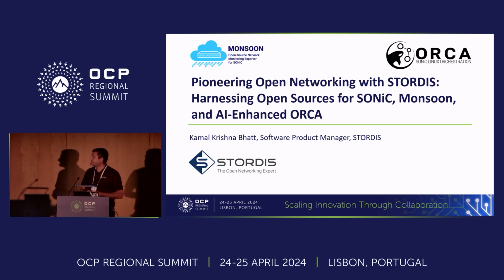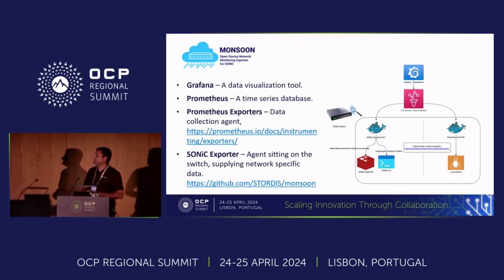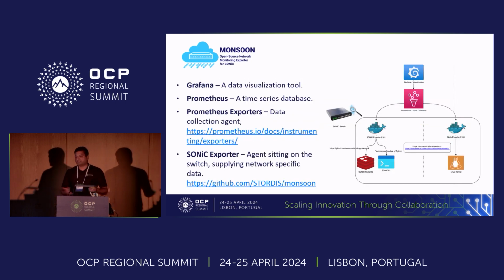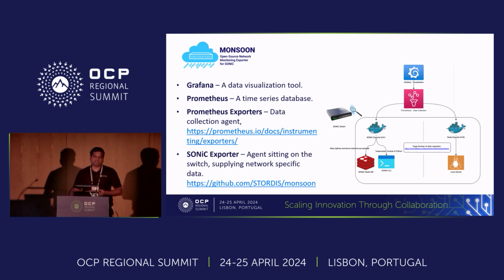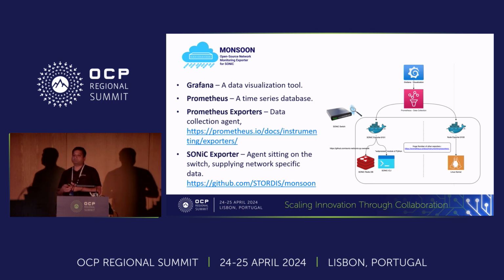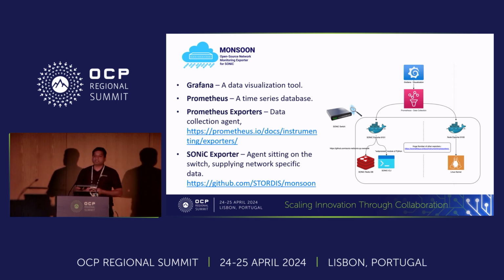So let's have a look into first Monsoon. That is a monitoring solution. So Monsoon brings together a couple of more open sources, which are Grafana and Prometheus. Grafana, for those who have never used it, is basically a data visualization tool where you can define your custom dashboards to view the charts and several other visualization formats. So Grafana needs data from somewhere. So Grafana uses data sources. One of them is Prometheus.